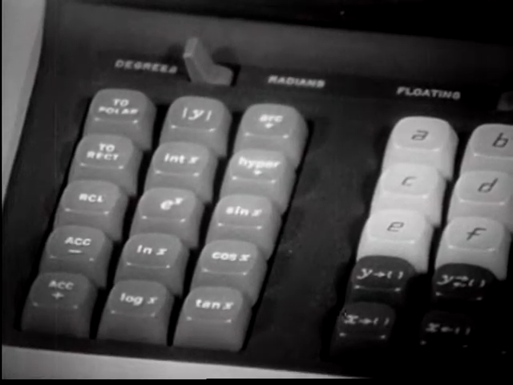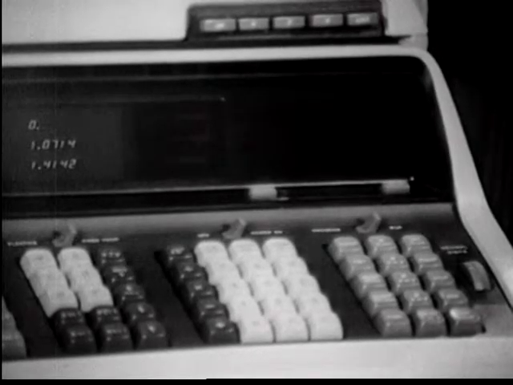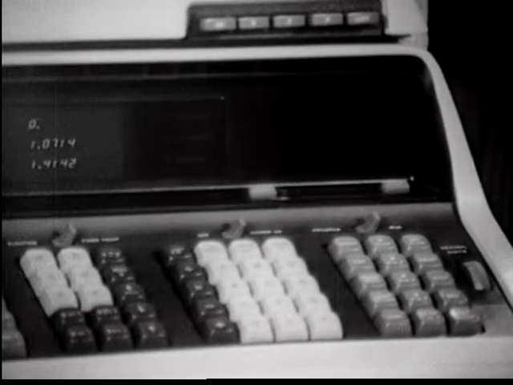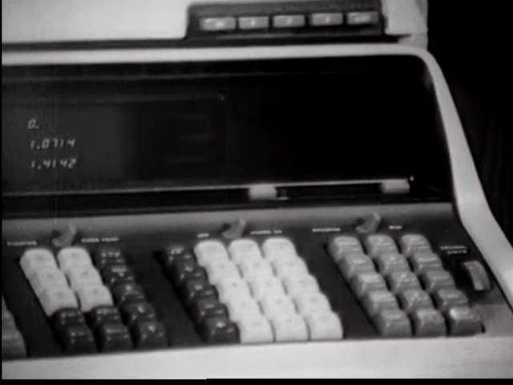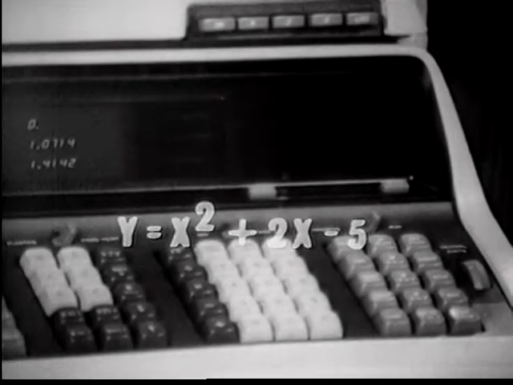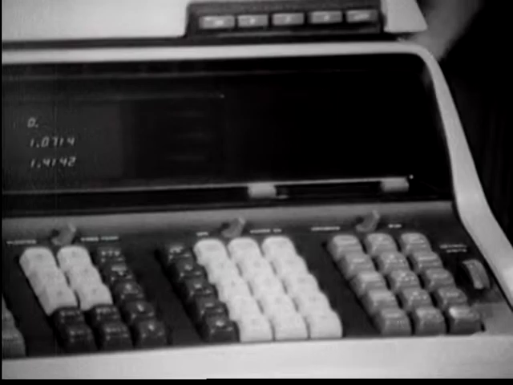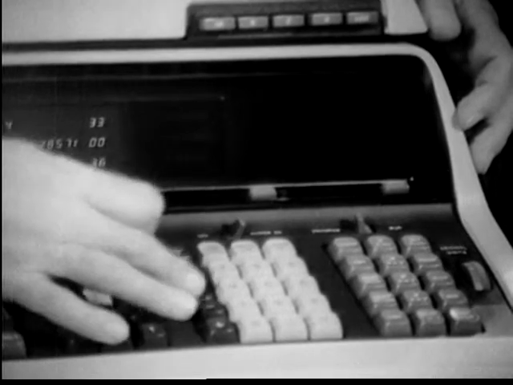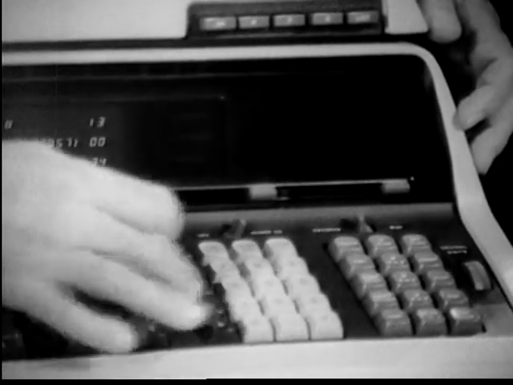The 9100 can also be programmed to remember repetitive operations. As an example, I will create a program to solve the quadratic equation y equals x squared plus 2x minus 5 for various values of x. I simply set the switch to program and key in the steps appropriate to the solution of the equation. By setting the switch back to run, the 9100 is now ready to solve the equation for any value of x that I may select.